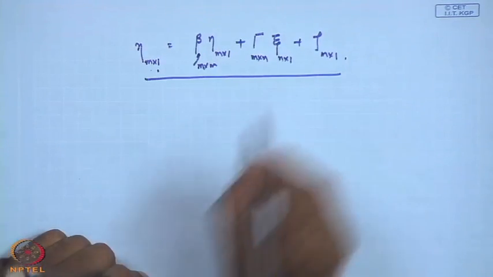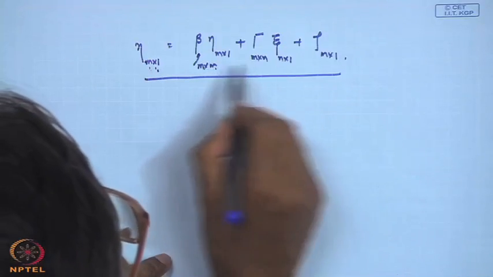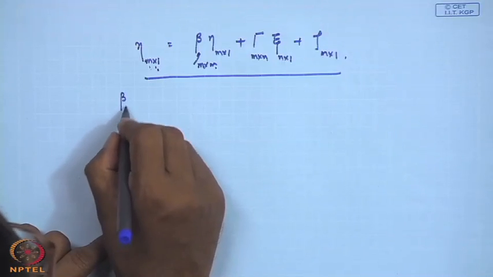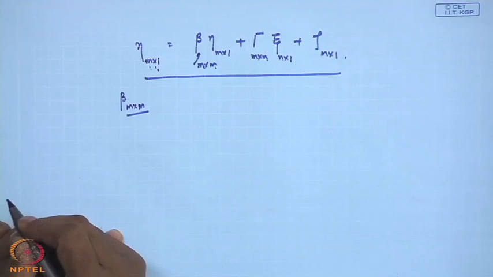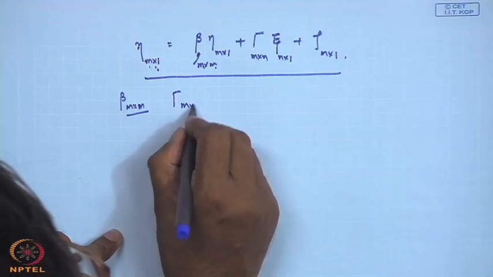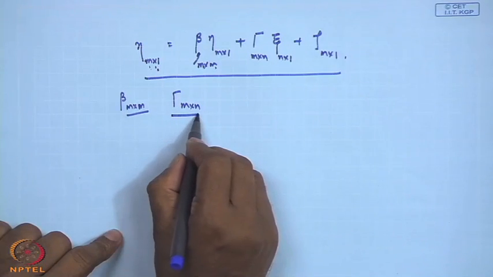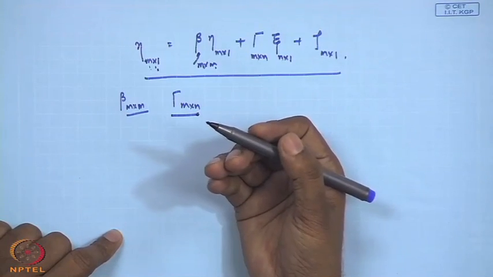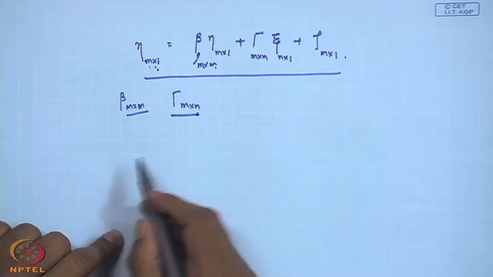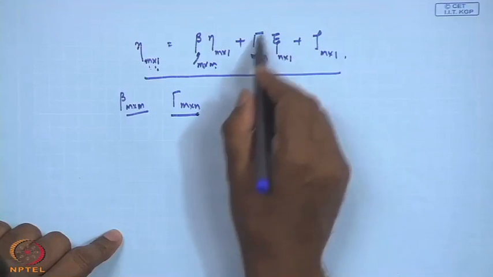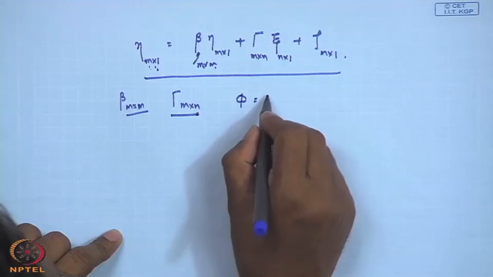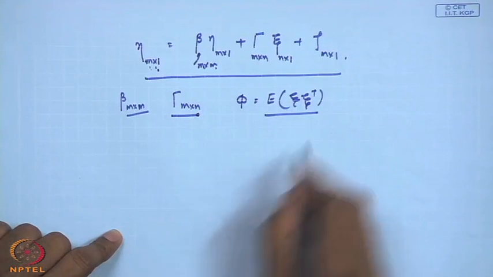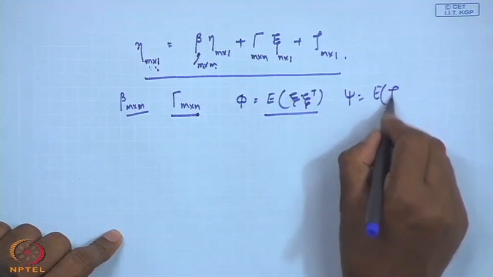This is the general equation. Is it matching, m cross 1, m cross 1? Yes, it is matching. This is the general equation. So, beta is m cross m, gamma is m cross n; these are the two parameter matrices that you want to estimate. In addition, there will be other estimates like phi, which is the expected value of xi xi transpose. There will be psi, the expected value of zeta zeta transpose.